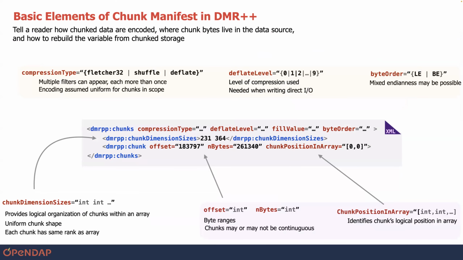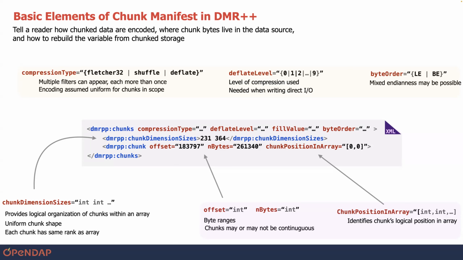So I'm now going to talk about the basic elements in the chunk manifest. The core XML elements hold three different types of information. The first one is DMR/PP chunks, and this holds a series of optional attributes that describe the characteristics of all of the chunks that hold the data for a particular variable. So the chunks element is one that contains child elements in it. And the chunks element contains two child elements in most instances.